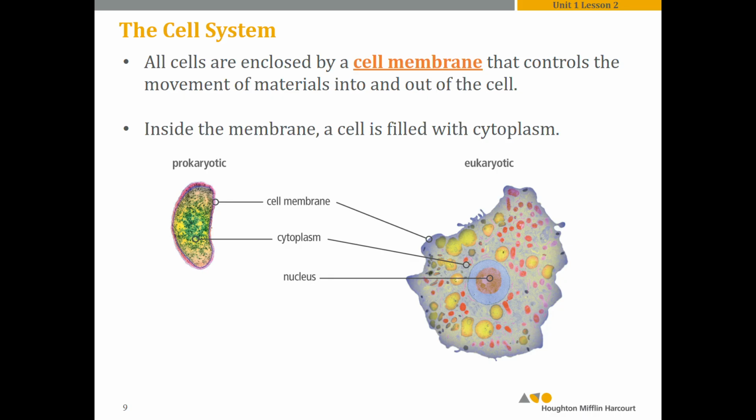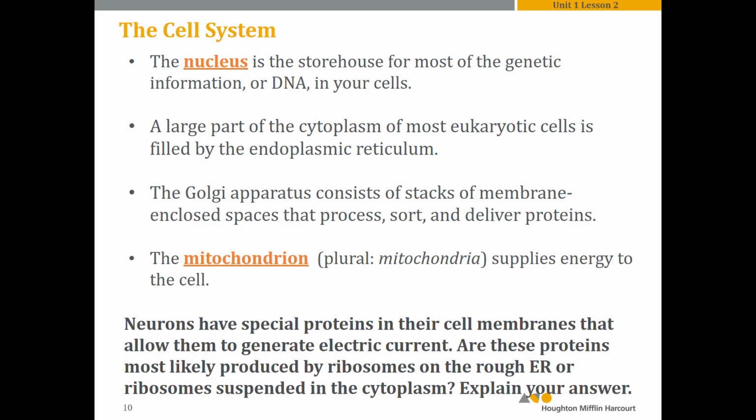When we think about the cell membrane, this is the outermost boundary of the cells that allows materials to move in and out. So the cell membrane will control or maintain homeostasis. Nucleus is the storehouse for most of the genetic information like DNA. It is the large part of the cytoplasm of most eukaryotic cells. Similarly, Golgi apparatus consists of different membrane-enclosed spaces that process and deliver proteins. Mitochondria is another part which provides cells with energy.